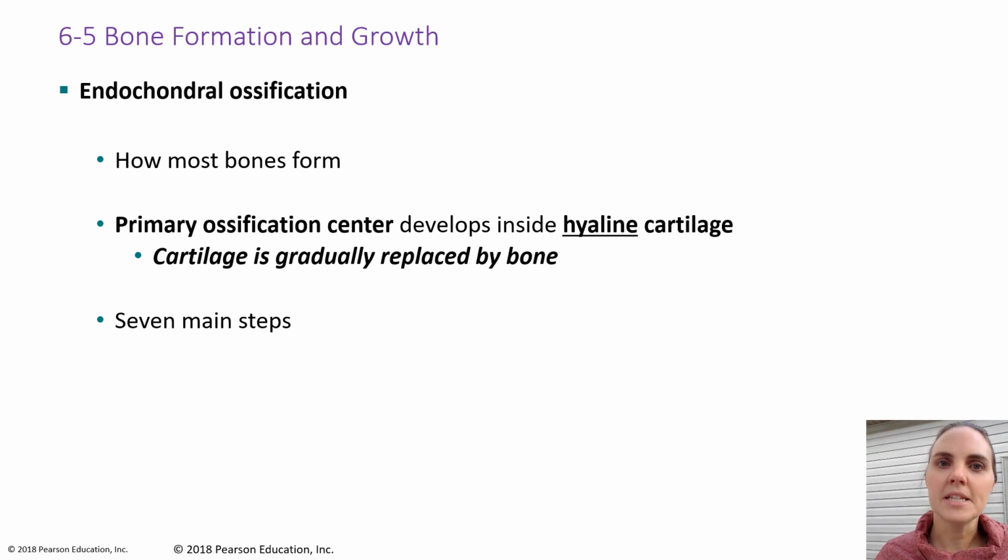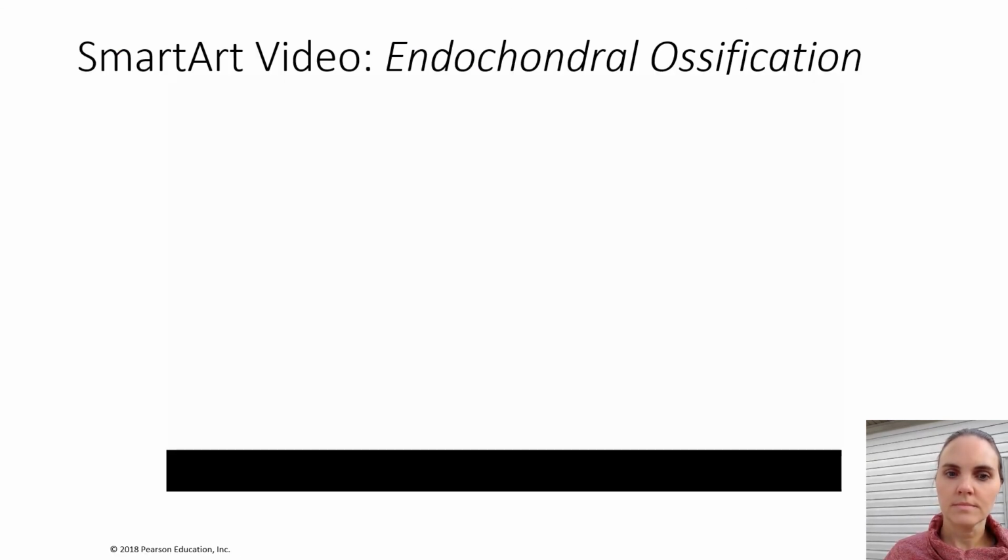This process begins with a primary ossification center within the hyaline cartilage. There is a video on the next slide that came with your textbook that goes through the steps. If you want to watch this video, you can pause this and go to your PowerPoint for printing that has the link.